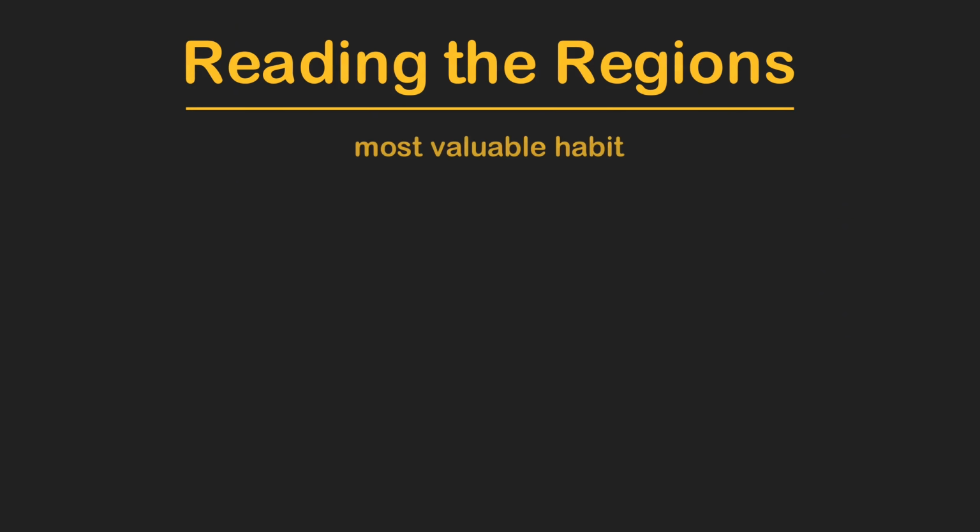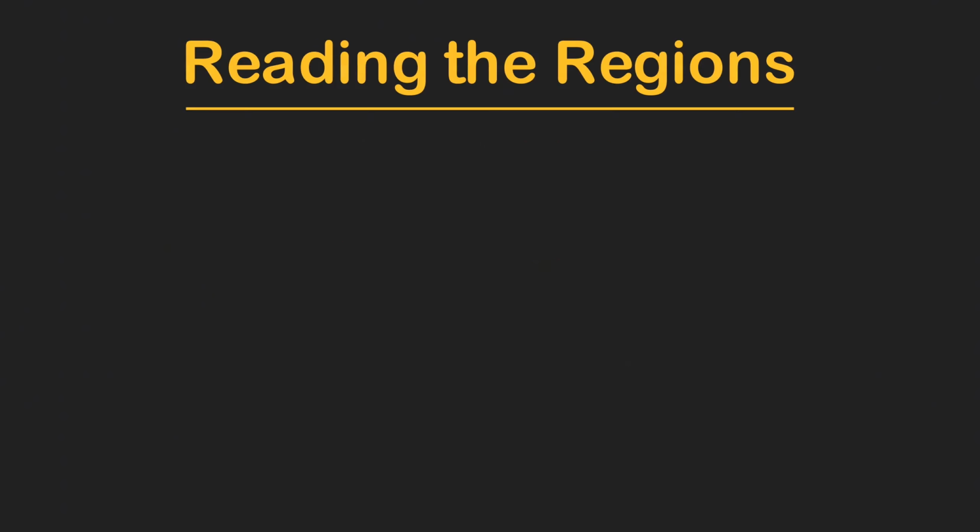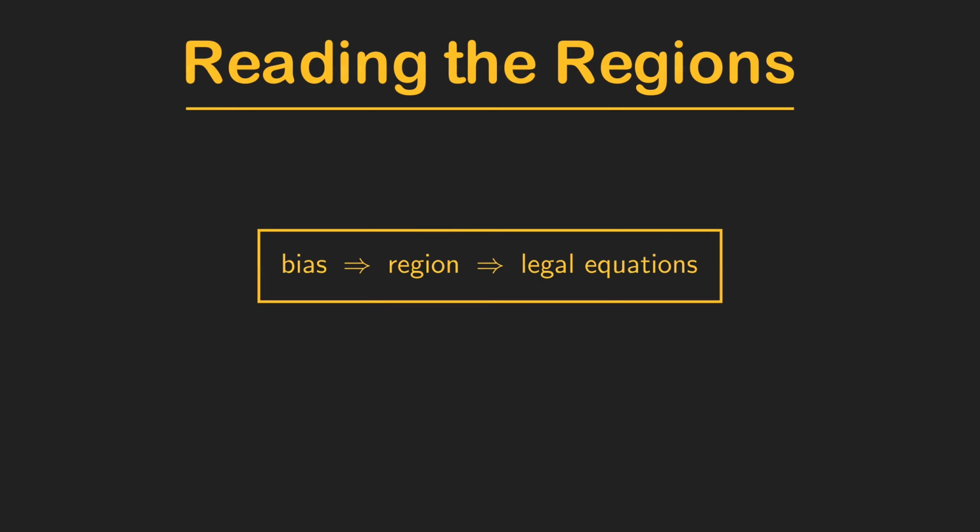And this leads to the most valuable exam habit of all. When you see any transistor problem, the very first thing your brain should do is ask which region the transistor is in, because every formula you are allowed to use depends on that one answer. So the takeaway for this section is short. The bias of the 2 junctions sets the region, and the region tells you which equations are legal.